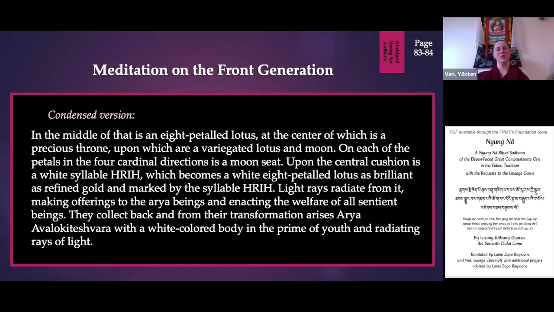Upon the central cushion is a white syllable Hri, which becomes a white 8-petaled lotus as brilliant as refined gold and marked by the syllable Hri. Light rays radiate from it, making offerings to the Arya beings and enacting the welfare of all sentient beings. They collect back, and from their transformation arises Arya Avalokiteshvara with a white-colored body in the prime of youth and radiating rays of light.